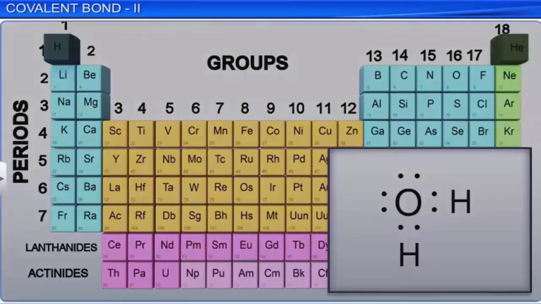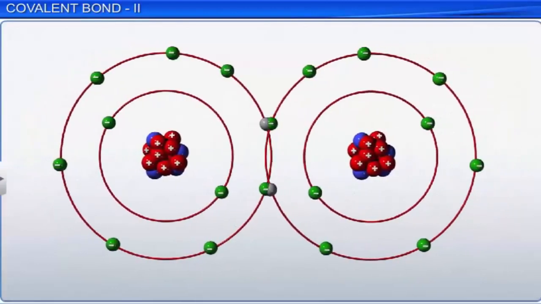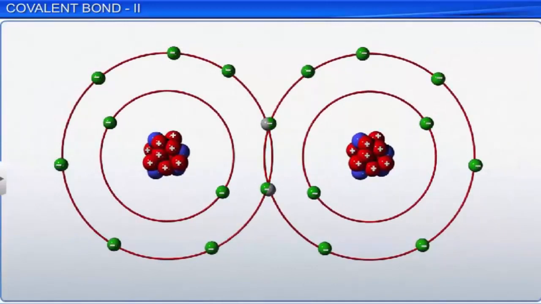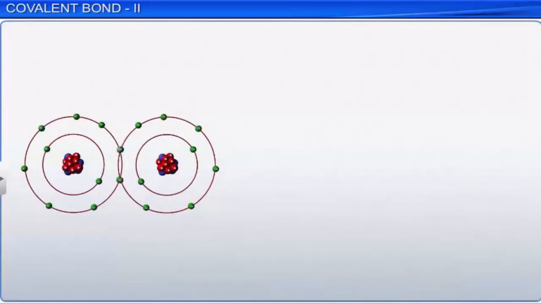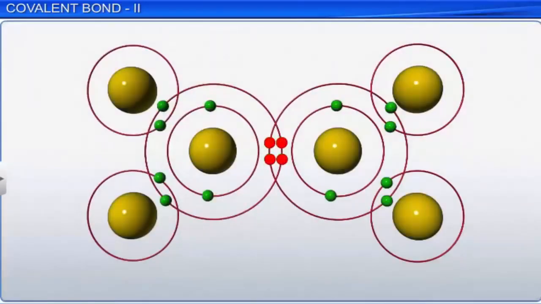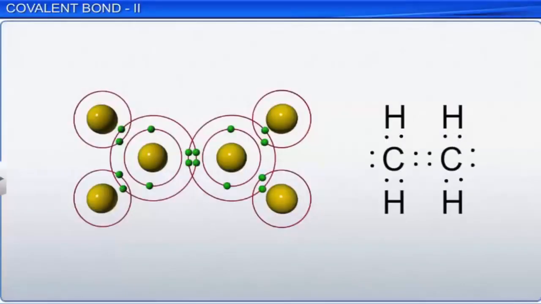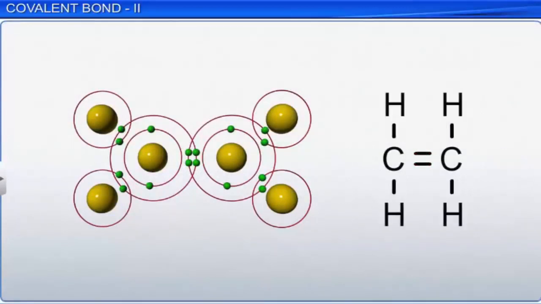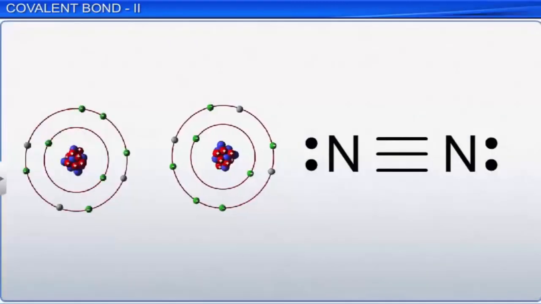When 2 atoms share 1 electron pair, they form a single covalent bond. For example, the fluorine molecule. When 2 atoms share more than 1 electron pair, they form multiple bonds. In the ethylene molecule, the 2 carbon atoms share 2 pairs of electrons and a double bond is formed between the 2 atoms. Nitrogen molecules form triple bonds.